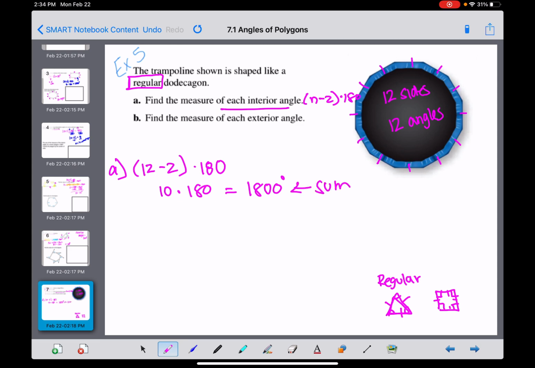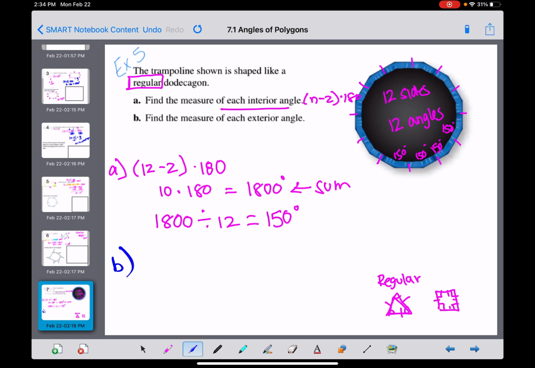However, they want to know the measure of each interior angle. So we know there's 12 angles, so we're going to take that 1,800 and divide it by 12, and each angle is 150 degrees. Regular means every single angle is going to be the same exact degree all the way around this trampoline. So they're all congruent.